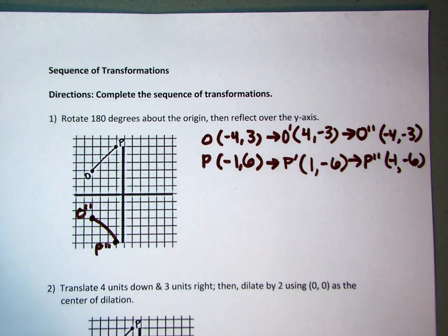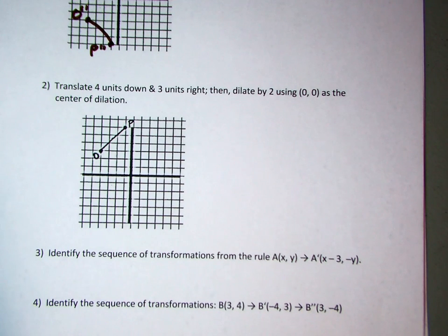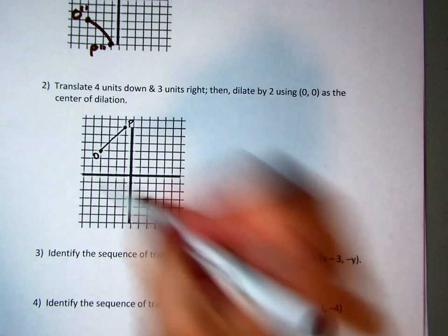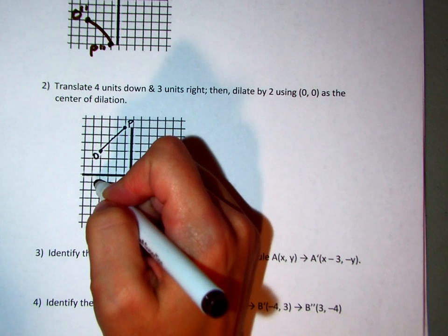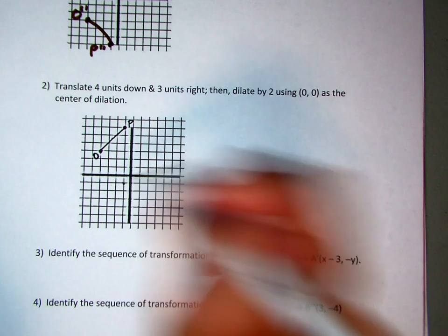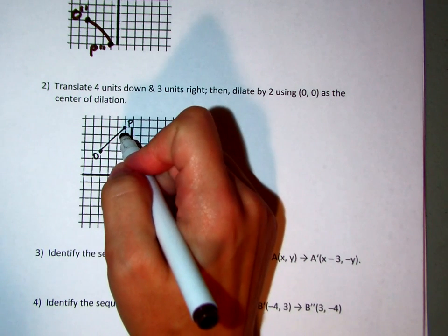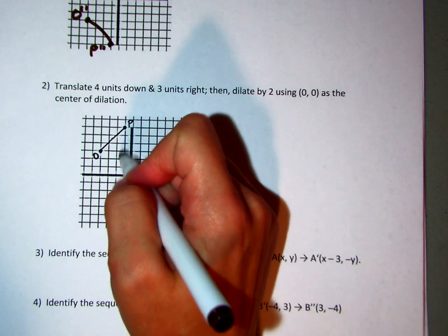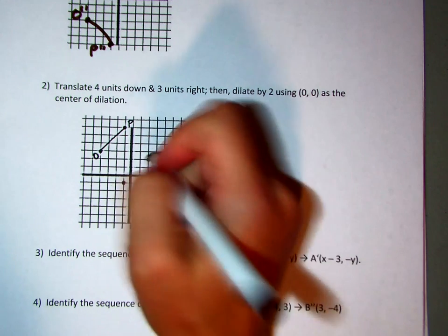Using a straight edge would have been a little bit better. All right, number 2. On number 2, it says we're going to translate this down 4 units and 3 units to the right. So let's try this one just doing it on the graph. If I translate this down 4 units, 1, 2, 3, 4, and then 3 units right, that's 1, 2, 3. There's where my O currently is. And then we're going to take this one down 4, 1, 2, 3, 4, and then over 3, 1, 2, 3. So there's where that one's currently at.